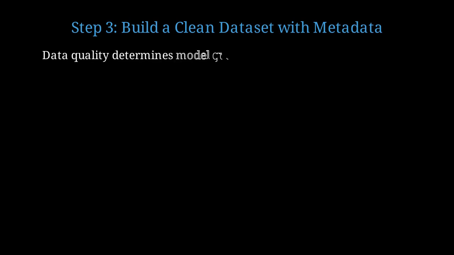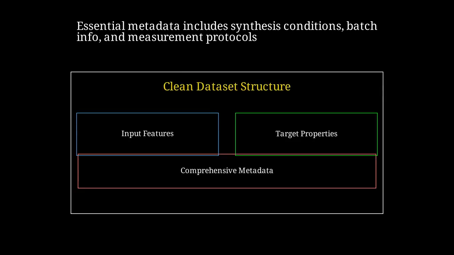Here's a fundamental principle. Your machine learning model can only be as good as your data. Garbage in, garbage out is especially true in scientific machine learning. Essential metadata includes all synthesis conditions, batch information, operator identity, instrument calibration dates, and detailed measurement protocols. This metadata is just as important as the measurements themselves. A clean dataset has 3 components: input features, which are your synthesis parameters, target properties, which are your measured outcomes, and comprehensive metadata that documents everything about how the data was collected.